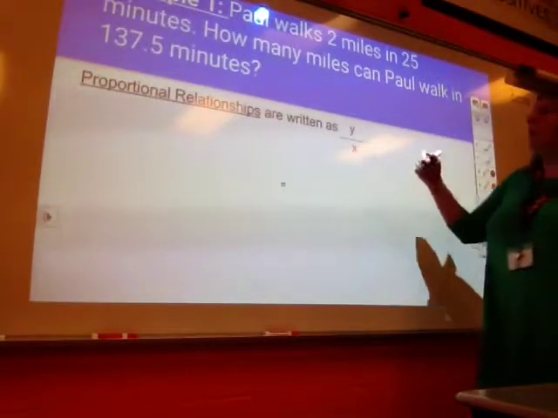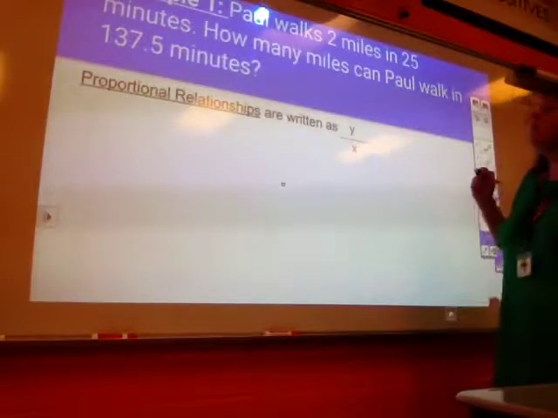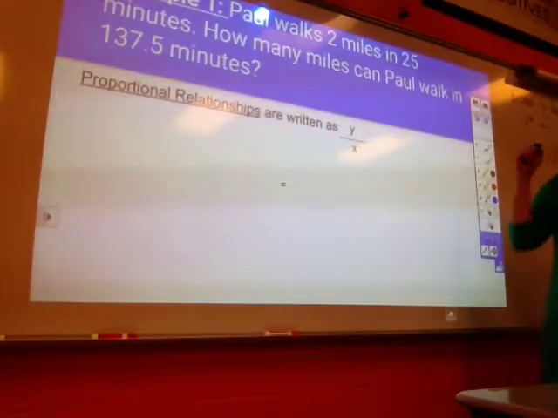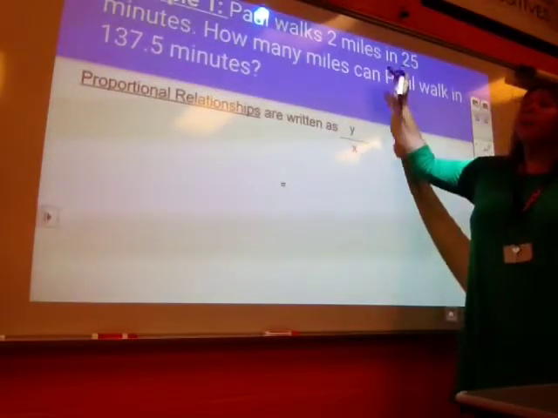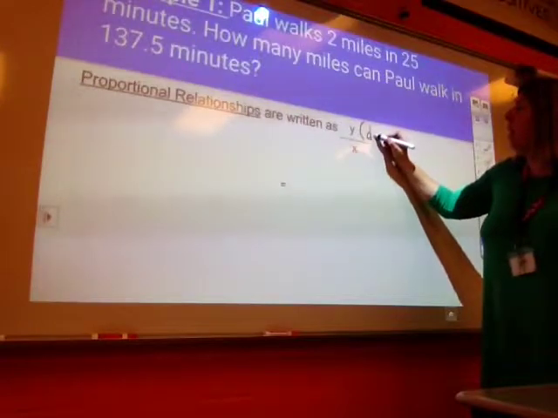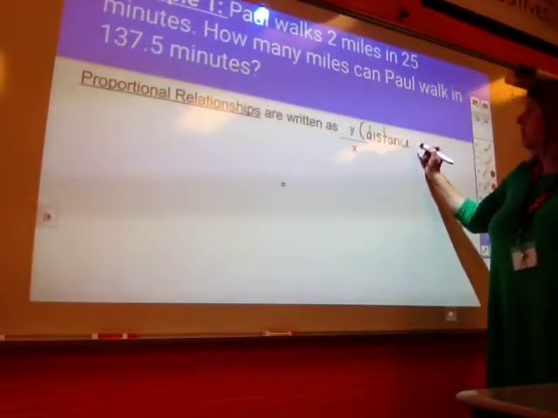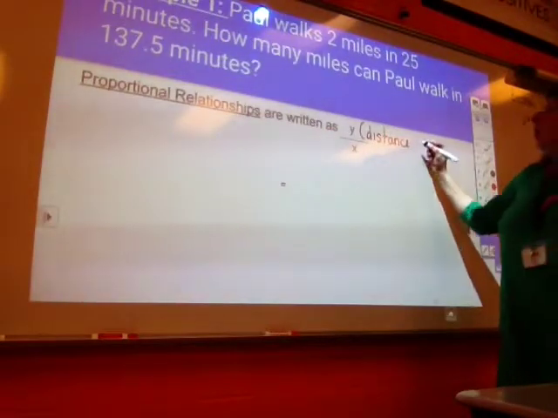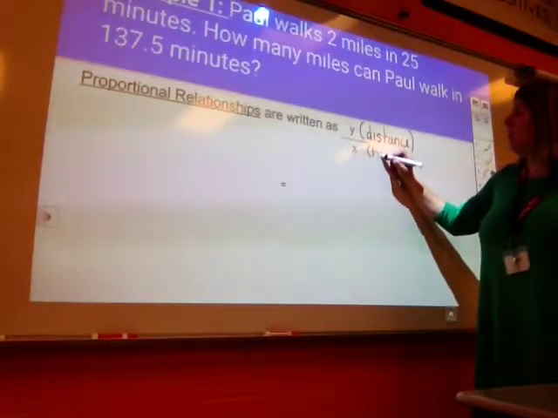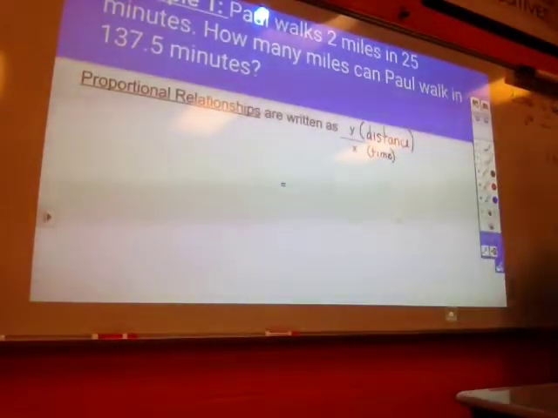So we're going to write proportional relationships as y over x. All right? And we're going to start by figuring out what our y is going to be. When we write these, the y is always going to be our distance. And x is always going to be our time. So how far we're going and how fast we're getting there.